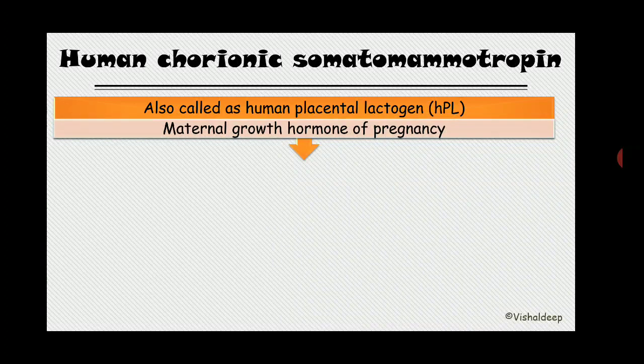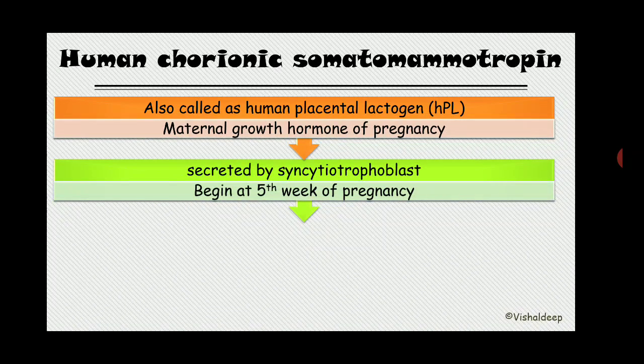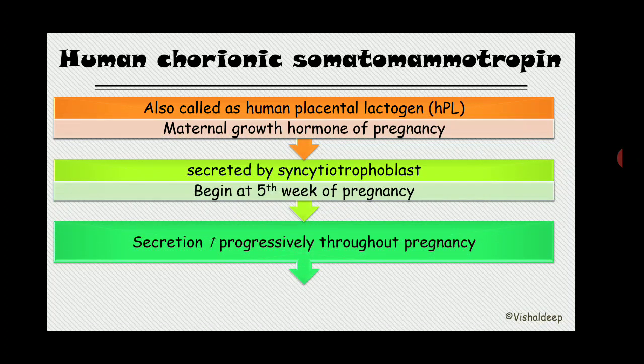pregnancy. Now, as we know, all the hormones from the placenta are secreted by syncytial trophoblast. So this one has no exception. It is secreted by syncytial trophoblast, and it begins. Syncytial trophoblast will begin its secretion at the 5th week of the pregnancy. As the pregnancy advances, as the development of the placenta increases, the secretion is progressively increased throughout the pregnancy.